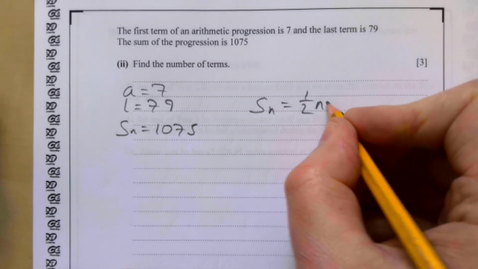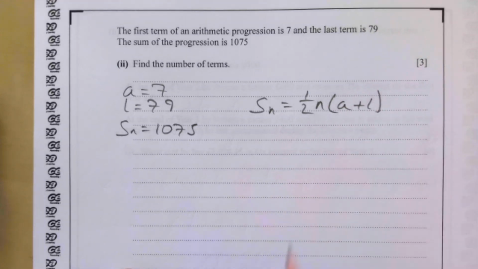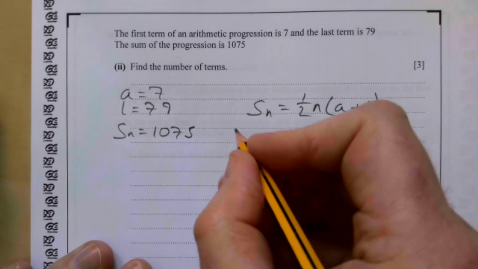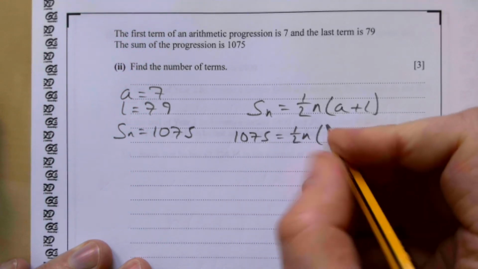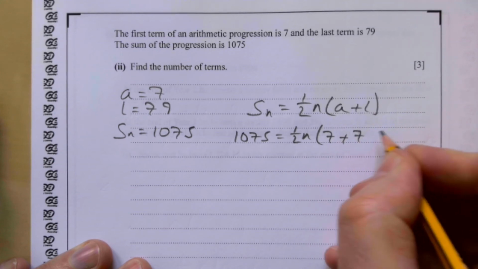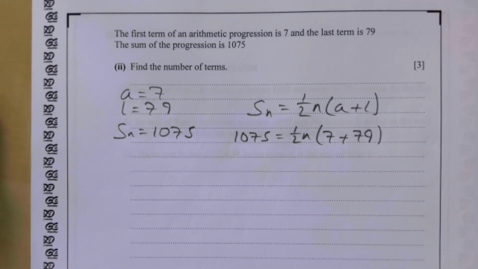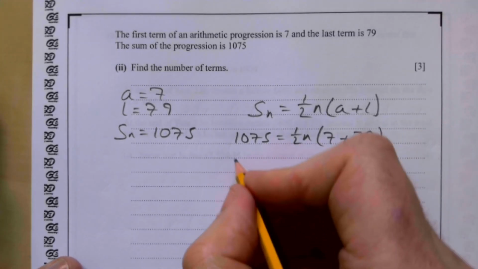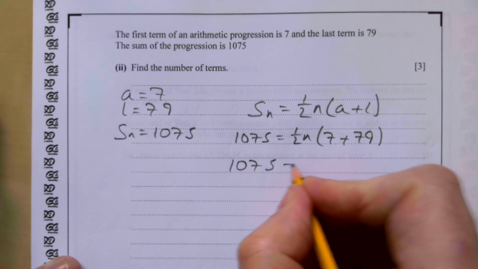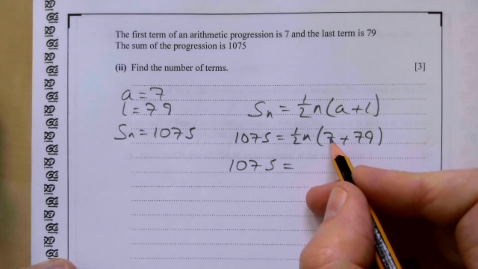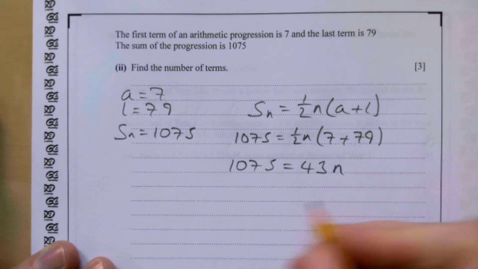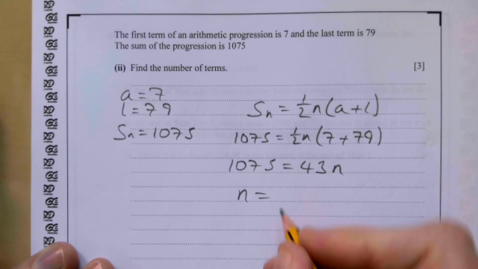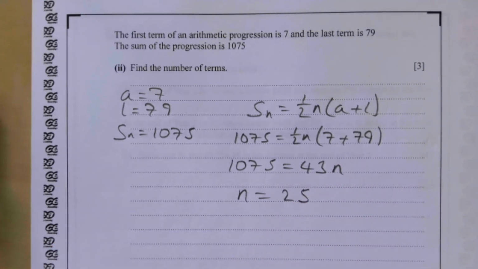Half of n upon a plus l. So that means 1075 equals a half of n upon 7 plus 79. You can do this a load of different ways, I suppose. So 1075 equals 7 plus 79 is 86. So I would say then 43 n. This divided by this, then it's going to give us 25.